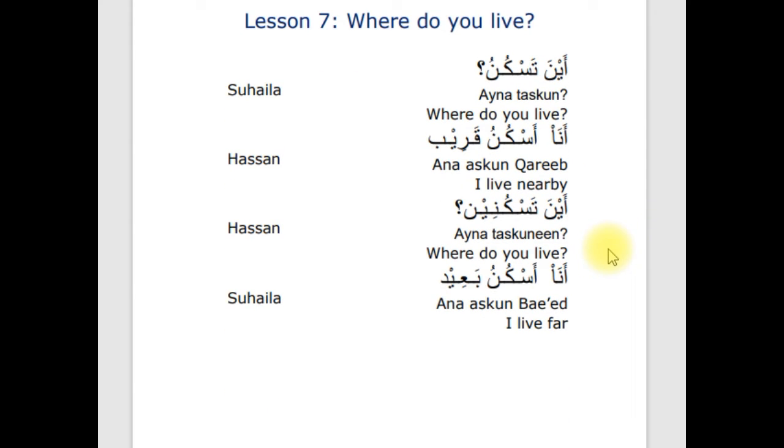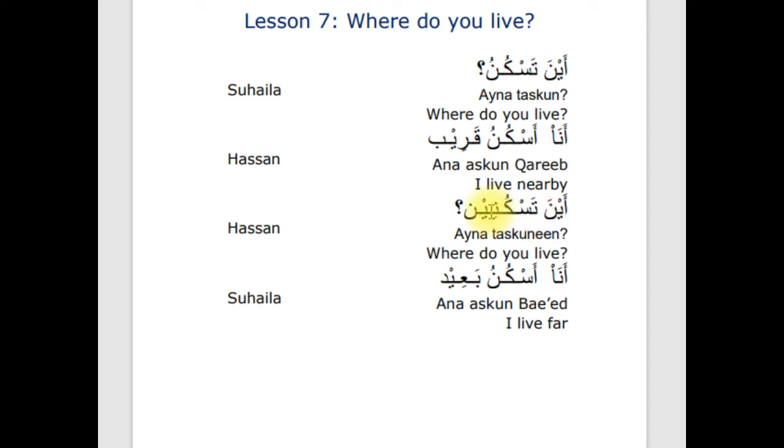Lesson 7. Where do you live? سهيلة: أين تسكن؟ أين means where. تسكن means you live. أين تسكن؟ حسن: أنا أسكن قريب. أنا I, أسكن live, قريب nearby.